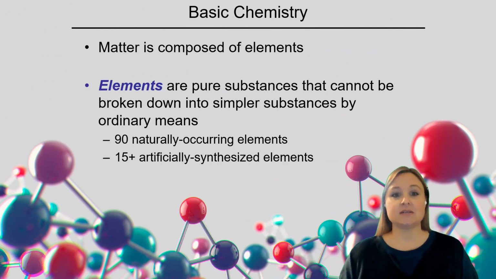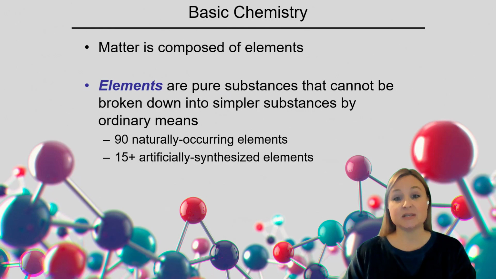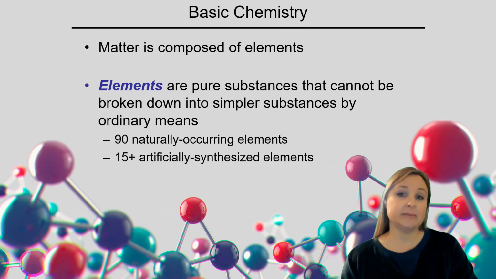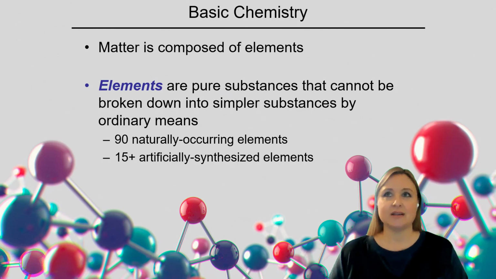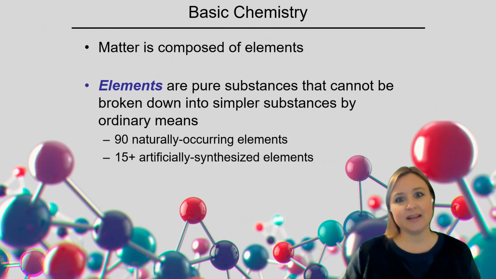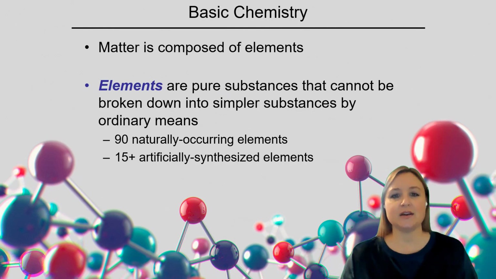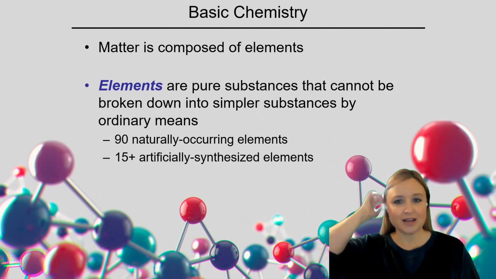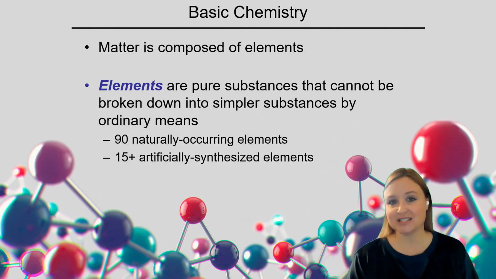Well, matter is made up of elements. And elements are defined as pure substances that cannot be broken down into simpler substances by ordinary means. So elements are things like sodium and carbon and oxygen. Those are elements, right? These are pure substances that can't be broken down under normal situations into simpler substances. And there are 90 naturally occurring elements and over 15 artificially synthesized elements, some of which have been made in a laboratory for only fractions of a second.